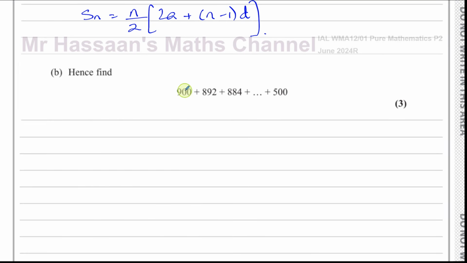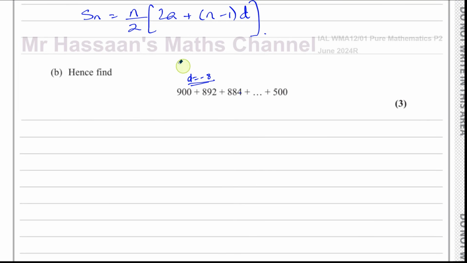Now, first of all, this must be an arithmetic series, because we have to use this formula. So hence, obviously it is. As you can see, every time you're going down by 8, and then you're going down by 8 again. So here the common difference is -8. Be very careful here. Common difference is -8.